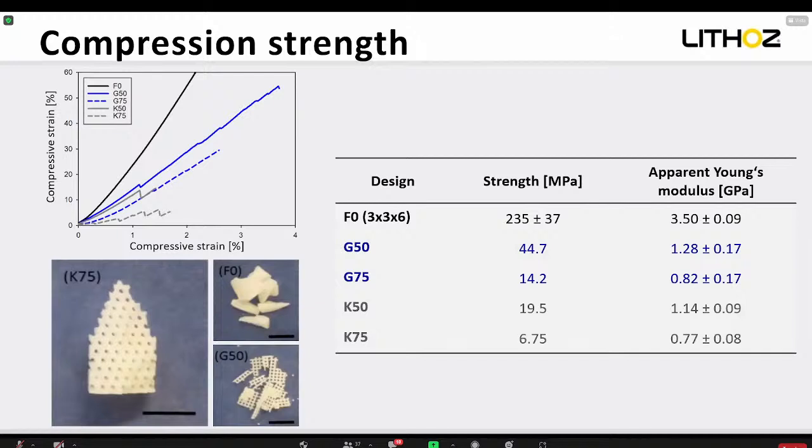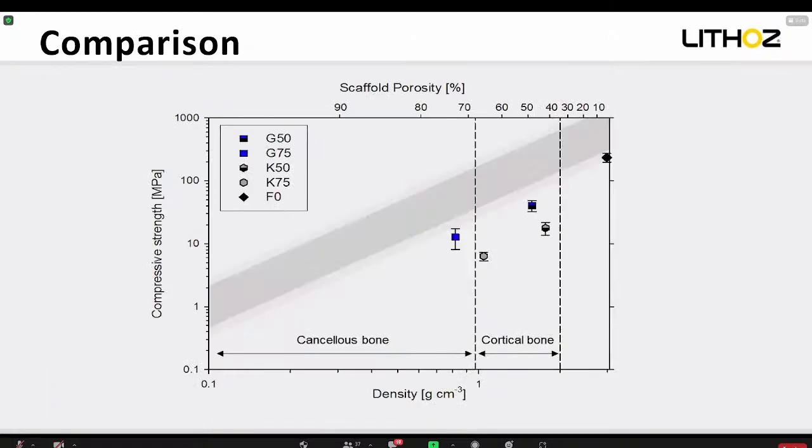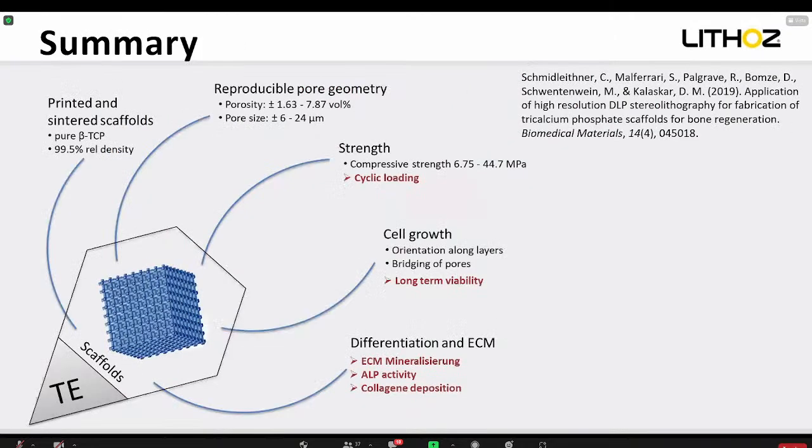But the more interesting finding was that with compression tests, we were able to show that by defining and tailoring the porosity and the lattice geometry, we could adjust the strength of the final sintered ceramic. By doing so, it was really possible to get close to the actual mechanical properties of native bone tissue, as shown in this particular figure. If you want to hear more about that, please check out the YouTube video. But for now, I'll keep it at that.